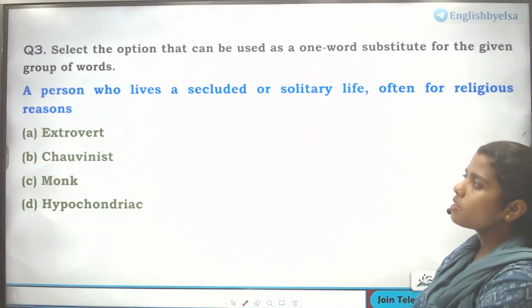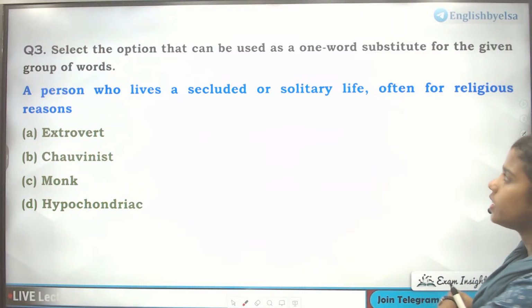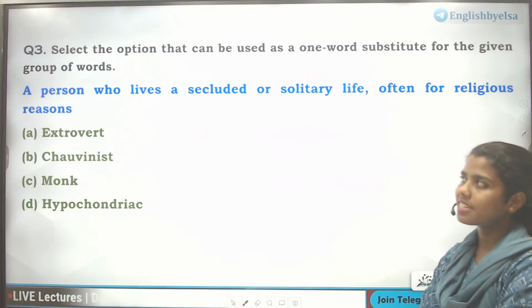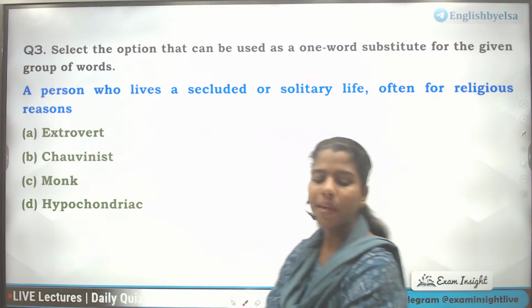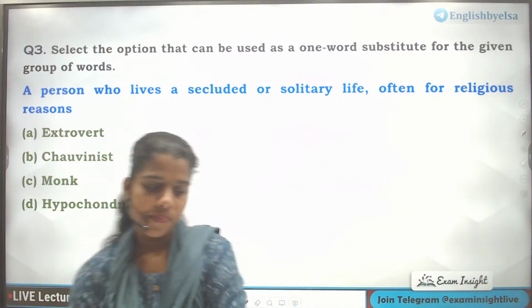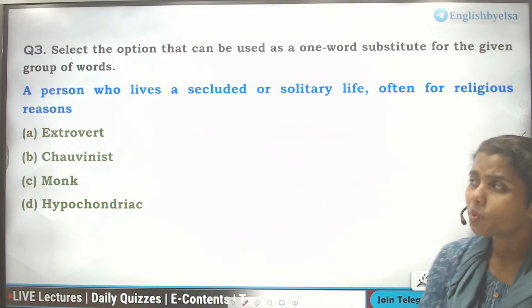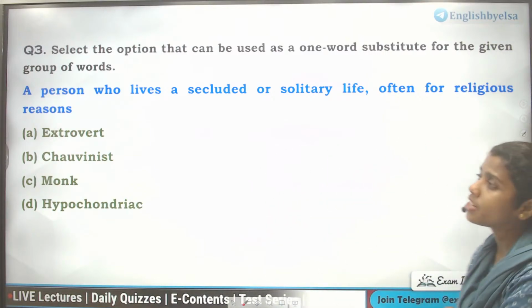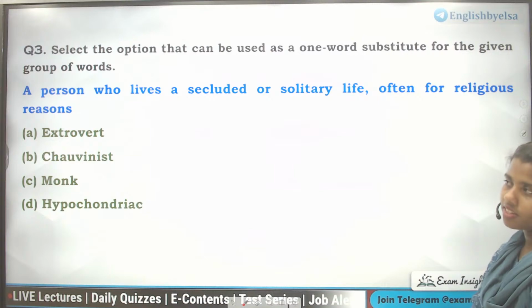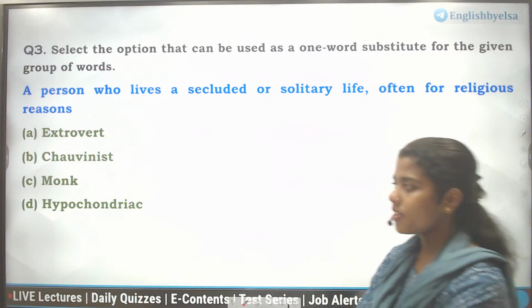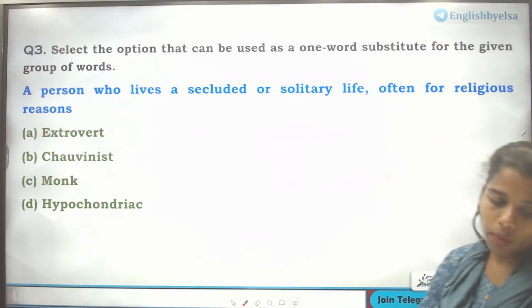Next one, a person who lives a secluded or solitary life, often for religious reason. Secluded, solitary means alone, who is distant from others. What is that person called? Especially for religious reasons. Extrovert, chauvinist, monk, hypochondriac.